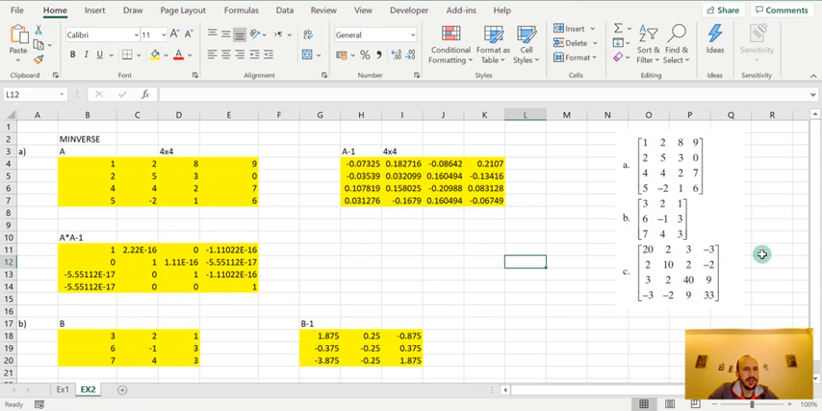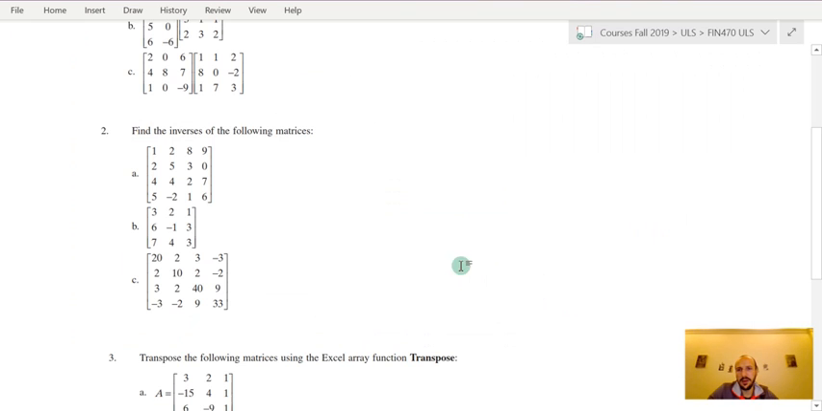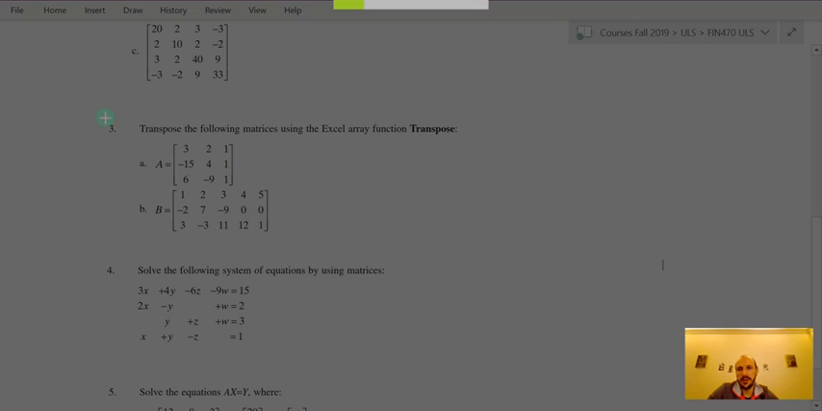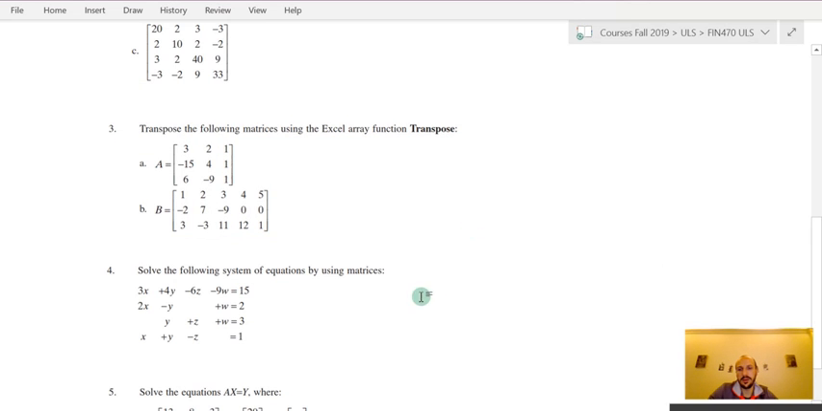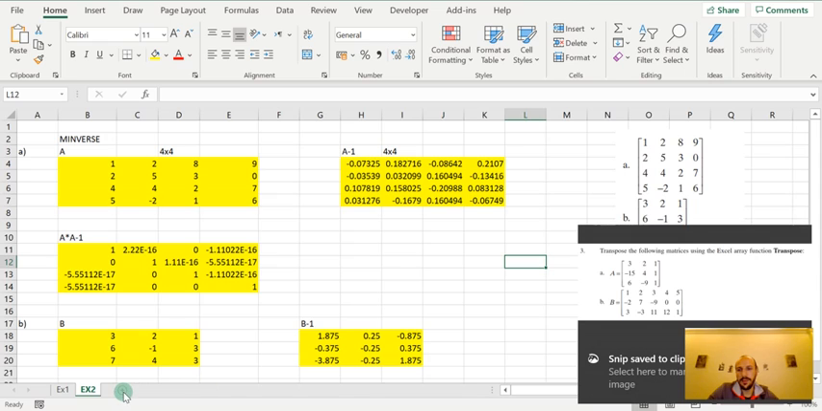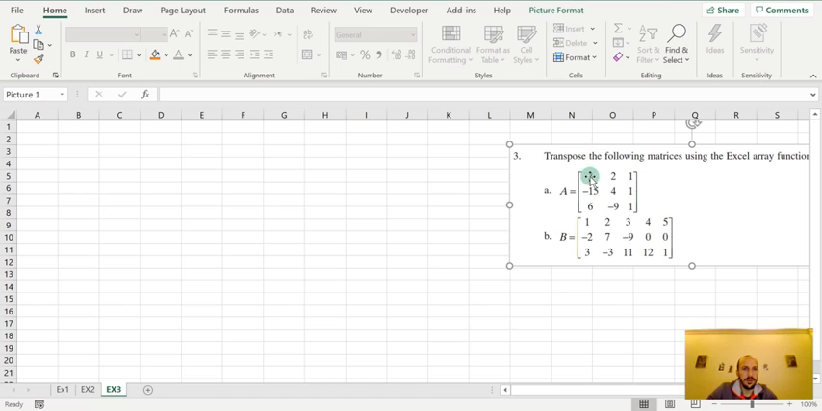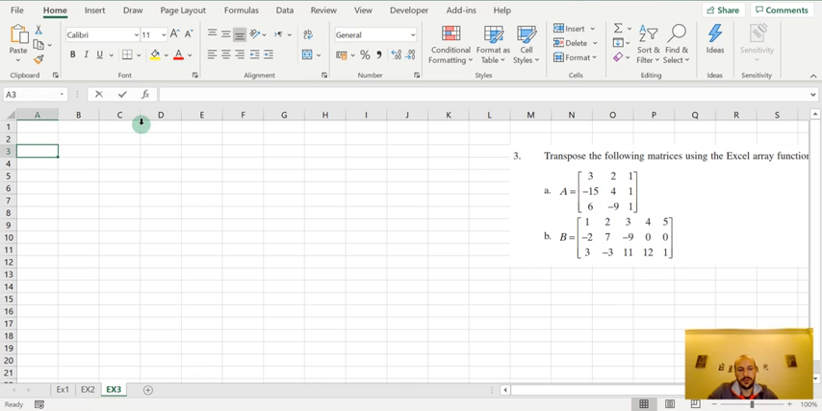I will not do this C because it is the same as A basically. Great. Let's move now to the third question, which is calculate the transpose of a matrix. So here we have the following. In exercise 3, let's paste the question here. We have the first one, matrix A is the following. What do we have? 3, minus 15, and 6. Then we have 2, 4, and minus 9. Third one, we have 1, 1, 1.